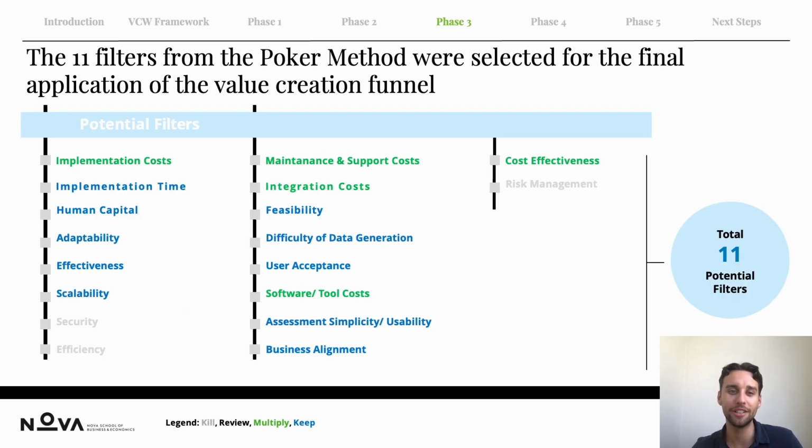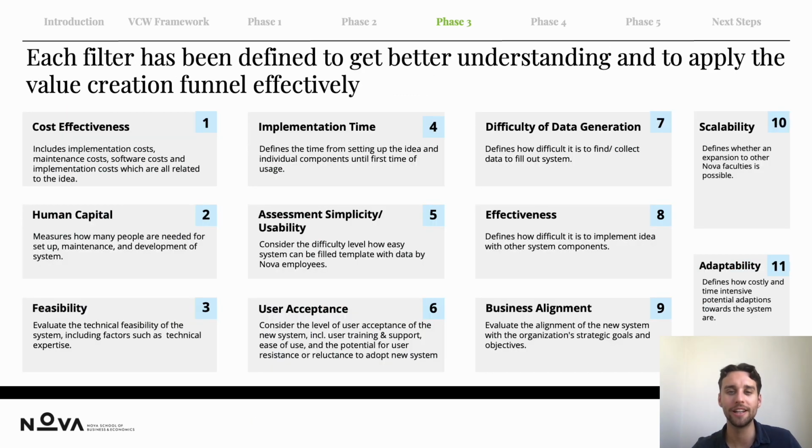So the 11 filters from the poker method which were selected were then used for the value creation funnel, and here you can have a look at them. The light gray ones are those we killed, the green ones are the filters which we multiplied, and the blue ones are which we kept. In total we have 11 potential filters. Each filter has been defined to get a better understanding and to apply the value creation funnel effectively. And let's now go into detail about 1 or 2.